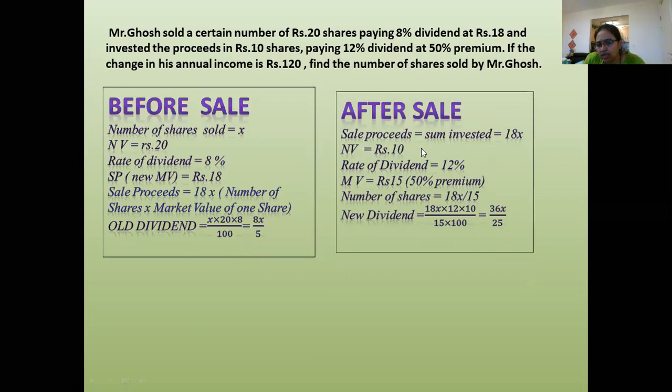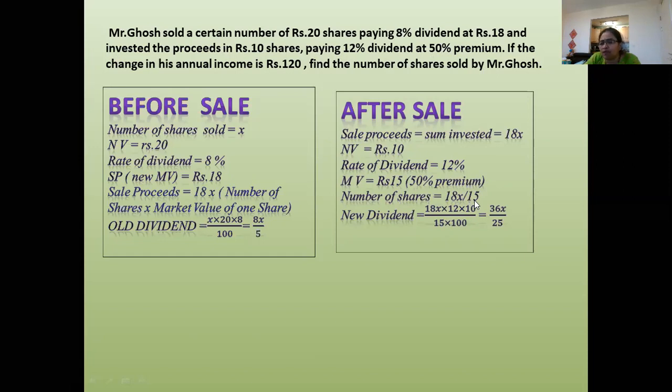Nominal value is rupees 10. Rate of dividend is 12%. And market value is rupees 15. The second part of the question is given here. He invested the proceeds in rupees 10, that is the nominal value, paying 12% dividend, that is the rate of dividend, at 50% premium. 50% premium is nothing but 50% of 10 rupees, that is 5 rupees. And if you add them, you'll get 15. Number of shares is 18x upon 15.